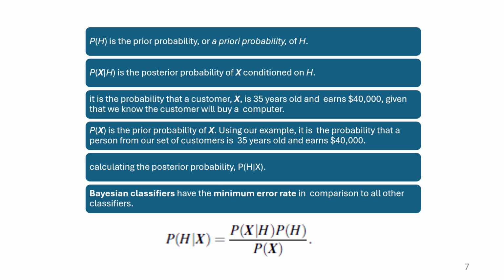P of H is the prior probability. Probability of X given H is the posterior probability of X conditioned on H. It is the probability that a customer X is 35 years old and earning 40,000 rupees, given that we know the customer will buy a computer. Probability of X is the prior probability of X. Using our example, it is the probability that a person from our set of customers is 35 years old and earning 40,000 rupees. By calculating the posterior probability P of H given X, Bayesian classifiers have the minimum error rate in comparison to all other classifiers.